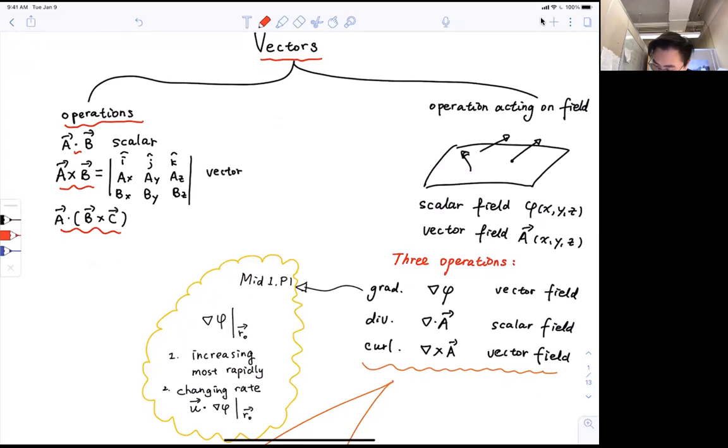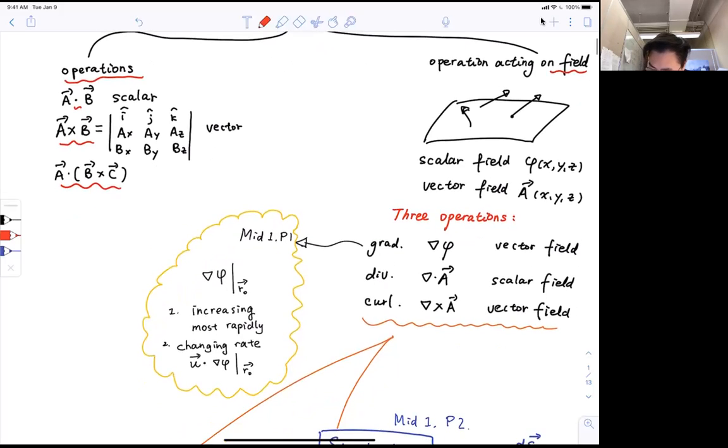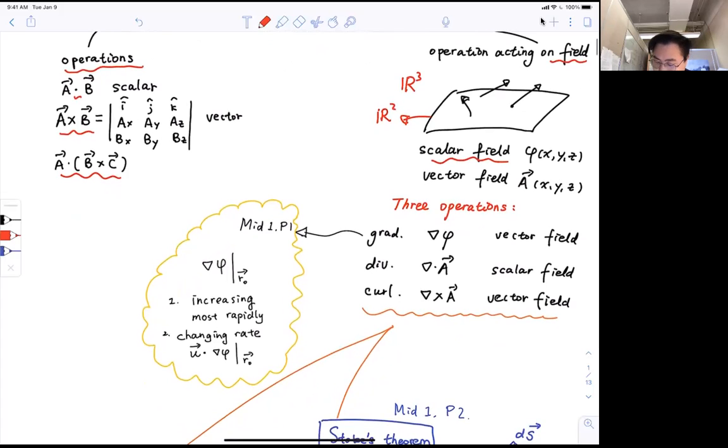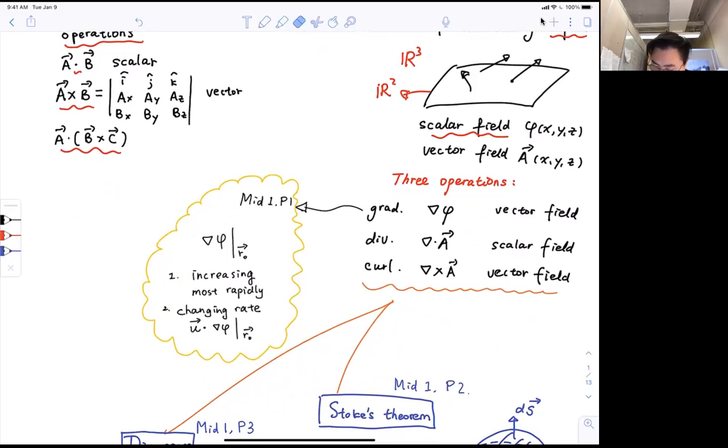After that, we learned scalar field and vector field. To have a field, you need a domain, for example R3, or in this case a plane, so it's R2. At each point, if you assign a number or a scalar, then it's a scalar field. If you assign each point a vector, then it's a vector field. For both, there's a spatial dependence, meaning that you can do derivatives.